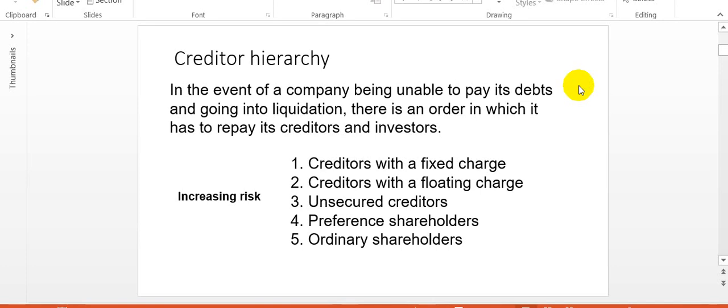The second in the hierarchy are the creditors with a floating charge. These are the creditors who do not have a particular fixed charge on an asset, but their charge floats from asset to asset. The third are the unsecured creditors, followed by the preference creditors, and lastly, the ordinary shareholders.